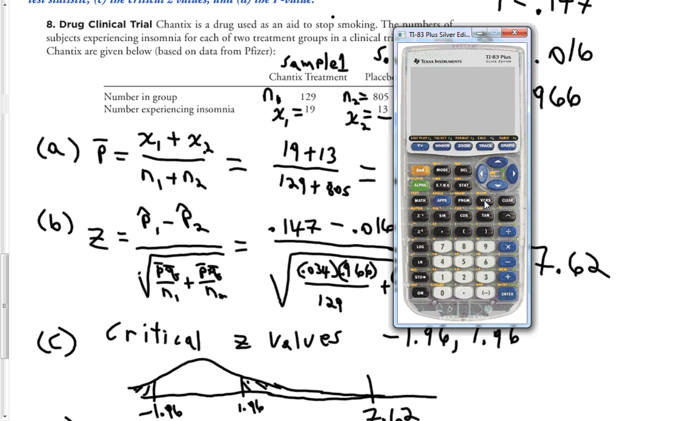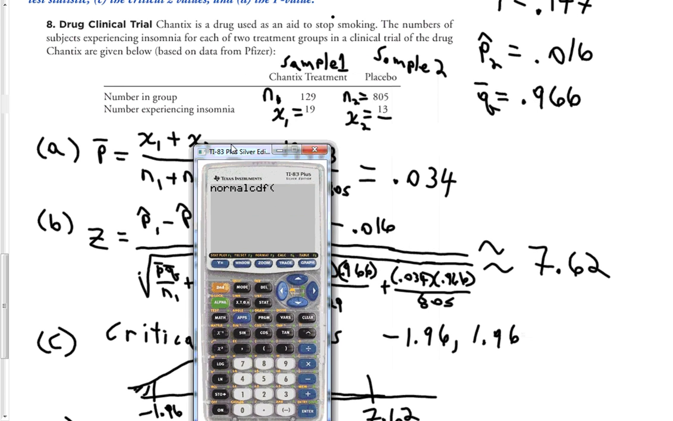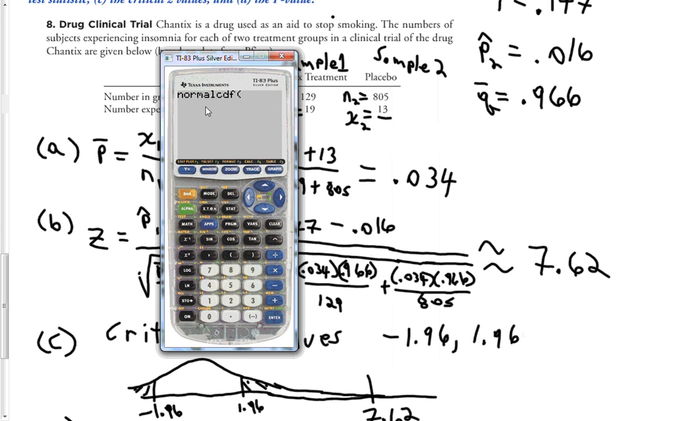We're going to go to distributions and we're going to go to normal CDF. Now the p-value is going to be twice the area to the right of our test statistic. So we need to find the area to the right of our test statistic. The left z is actually our test statistic, 7.62. And the right z is infinity.